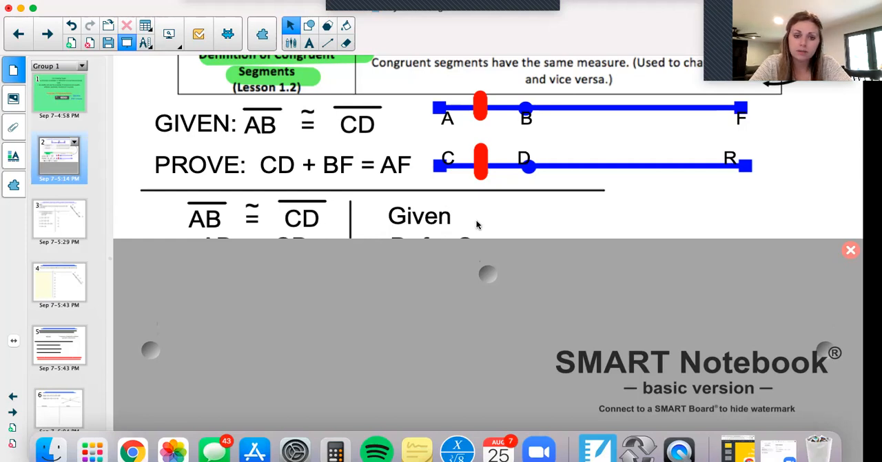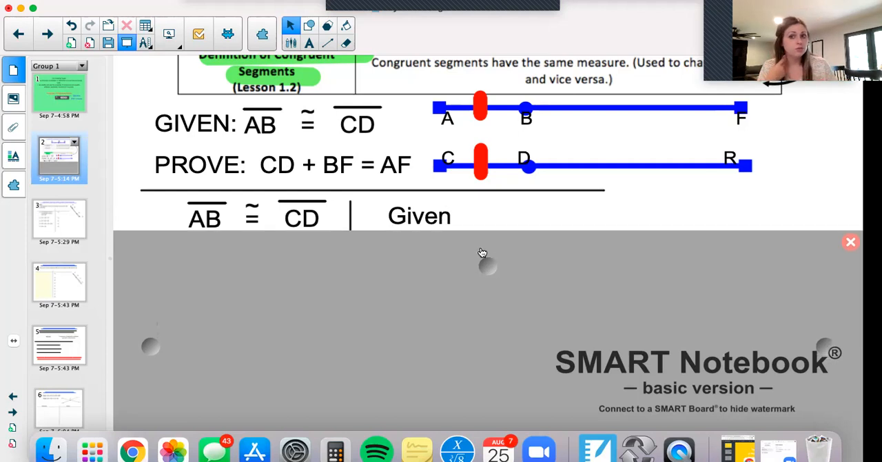And again, we already talked about this. That's why it's already written under here. But let's talk through it again as if we were doing this problem completely brand new. Okay. Look at what you were given. Look at what you were trying to prove.